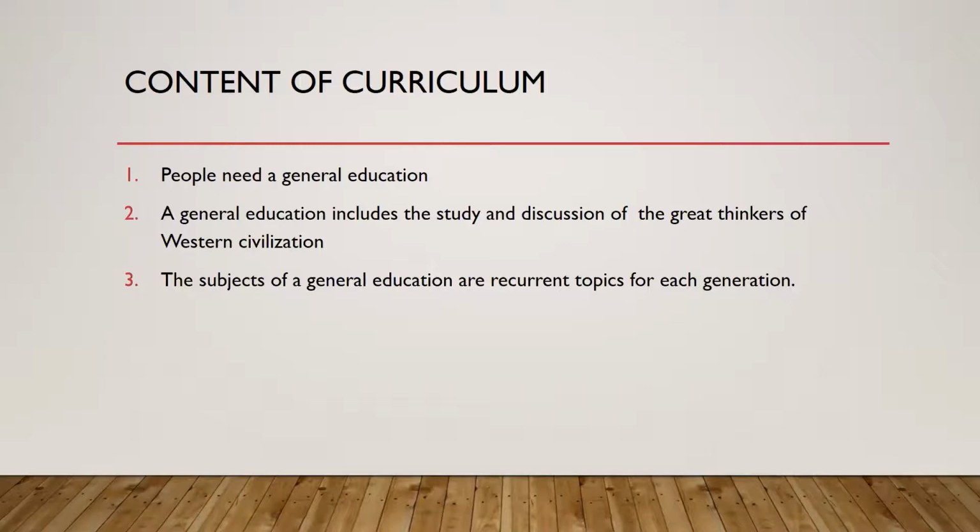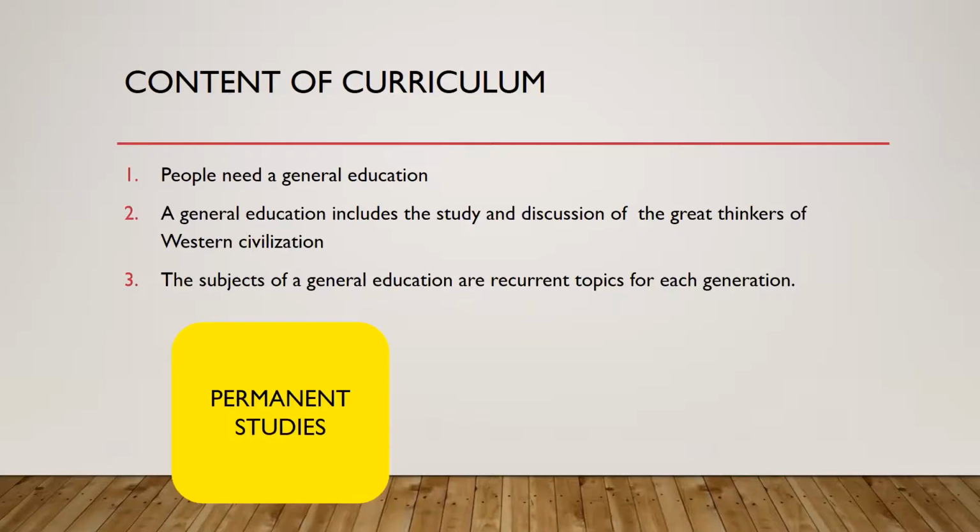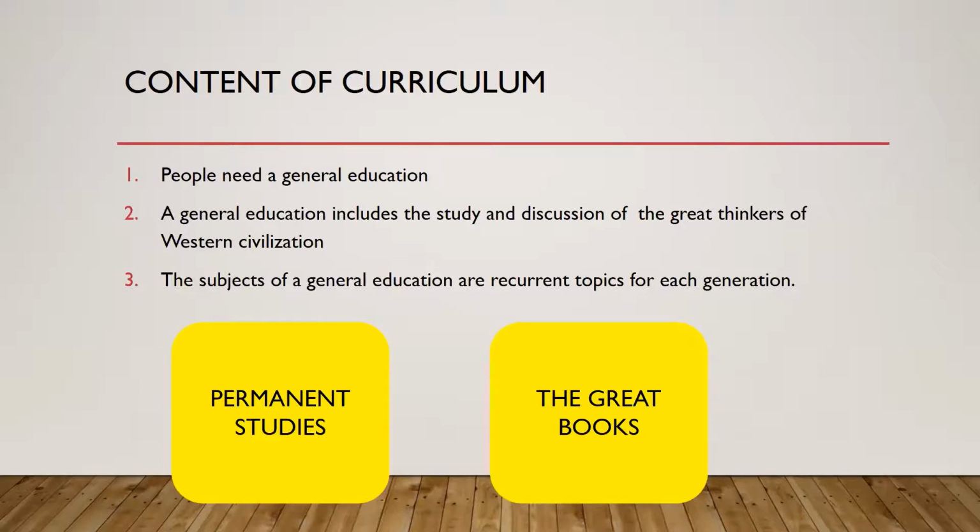So these three core beliefs helped him form his ideas of what should be involved in a perennial curriculum. From these beliefs branched two important aspects of a perennial curriculum, the first of which is something called permanent studies, and included in those permanent studies are the great books.